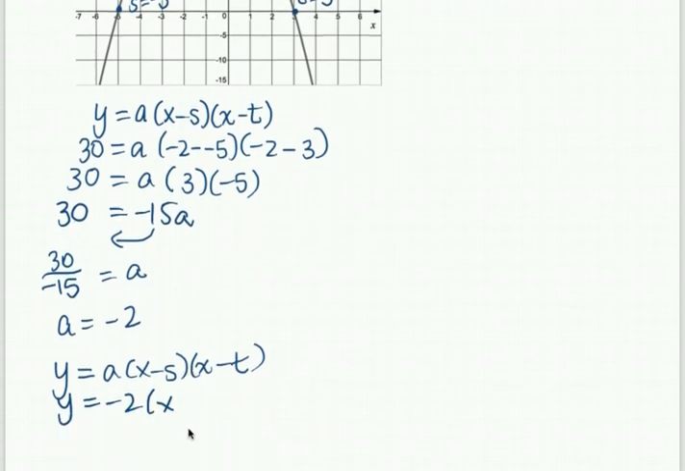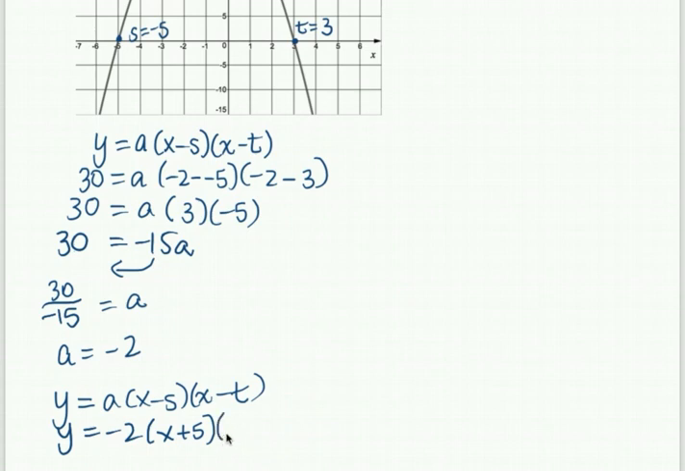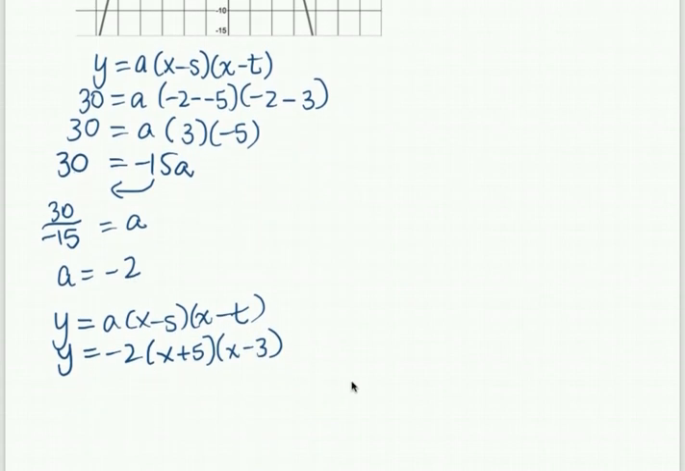Okay, the first one here was -5, so I'm going to make it +5. The other one's +3, so that becomes -3 here. Okay, so then you're like, I'm done. I did all that work. I'm done. No.